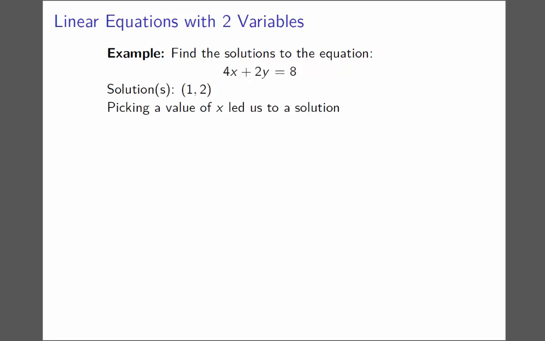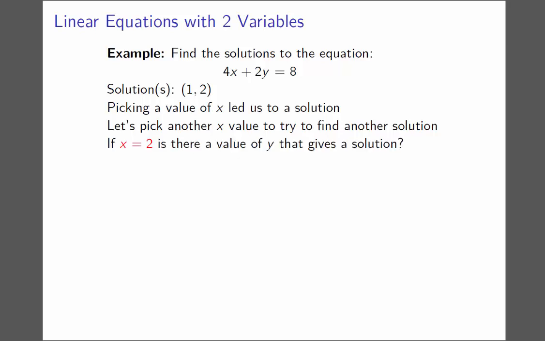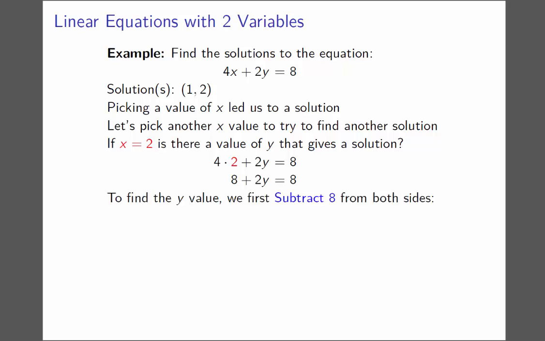Since picking a value of x led to a solution, let's pick another value of x to try to find another solution. If x is 2, is there a value of y that gives a solution? Well, if x is 2, we have the equation 4 times 2 plus 2y equals 8, which means that 8 plus 2y equals 8. To find y, we subtract 8 from both sides, giving 8 plus 2y minus 8 equals 8 minus 8. On the left, 8 minus 8 is 0, so we just have 2y. And on the right, 8 minus 8 is 0 as well, so we have the equation 2y equals 0.